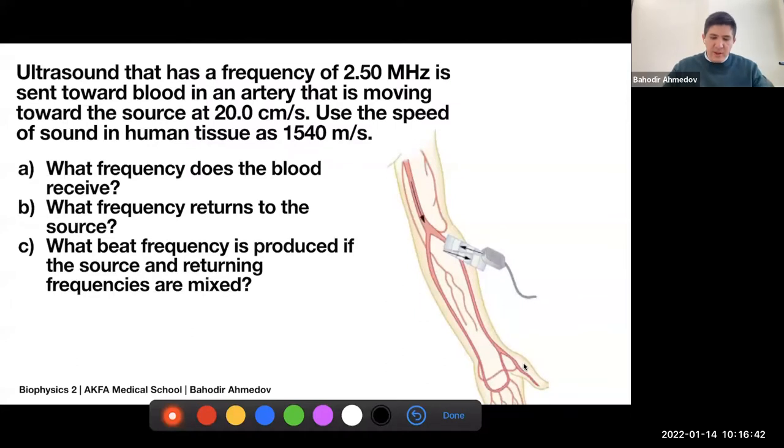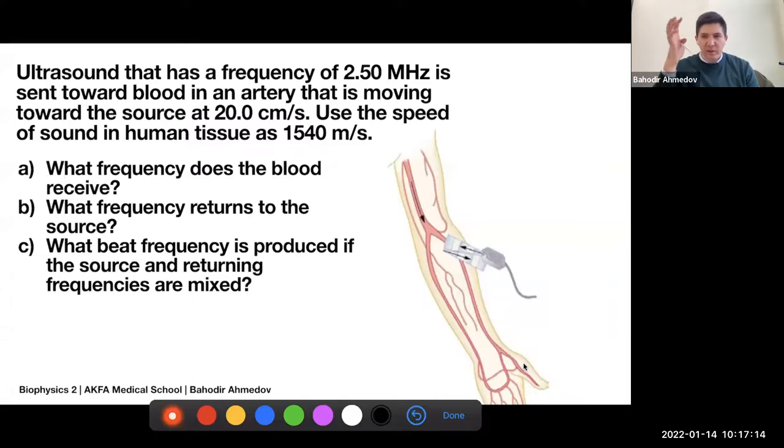Ultrasound that has a frequency of 2.5 megahertz is sent toward blood in an artery that is moving towards the source at a speed of 20 centimeters per second. Use the speed of sound in human tissue to be equal to 1,540 meters per second, and find the frequency that the blood receives. Find the frequency that returns to the source, and what beat frequency is produced at the source and returning.